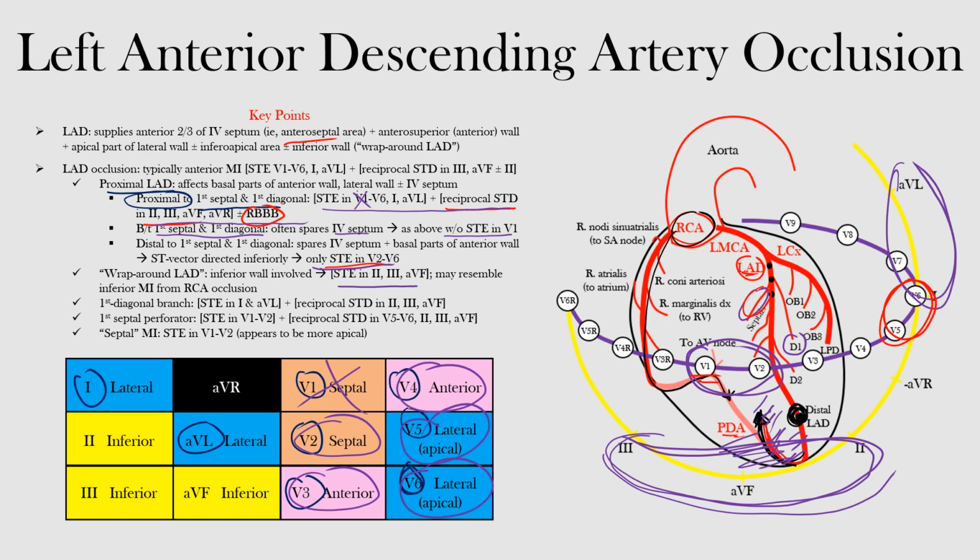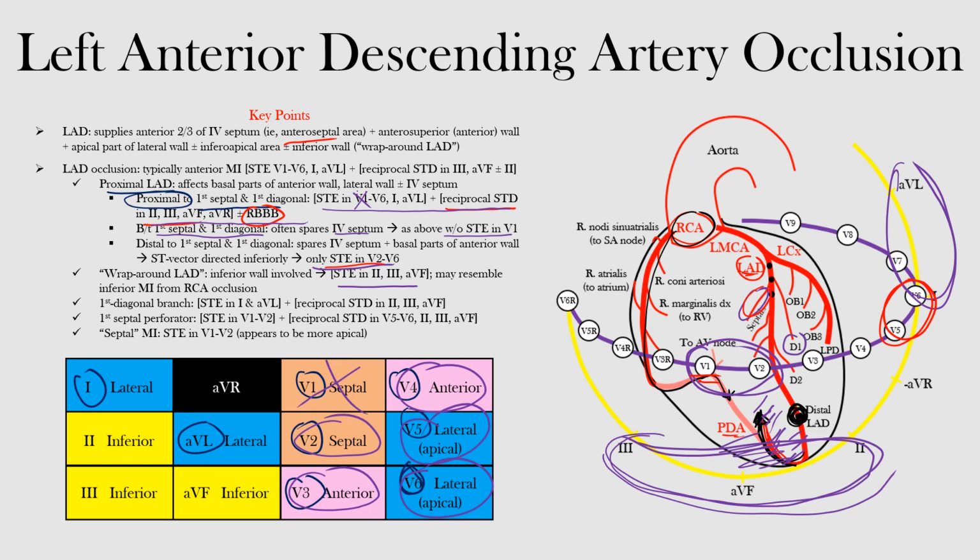Now we talked about the wraparound LAD. In this case, the inferior wall could be involved, where we'll see ST elevation in the inferior leads. And again, this could mimic an inferior MI from an RCA, or right coronary artery, occlusion. So that's something to keep in mind on your differential. Now, if the first diagonal branch is affected, we'll see ST elevation in 1 and AVL, and in this case, reciprocal changes in those inferior leads. If the first septal perforator is occluded, we'll see ST elevation in V1 and V2, as well as reciprocal changes in V5 and V6, as well as those inferior leads.